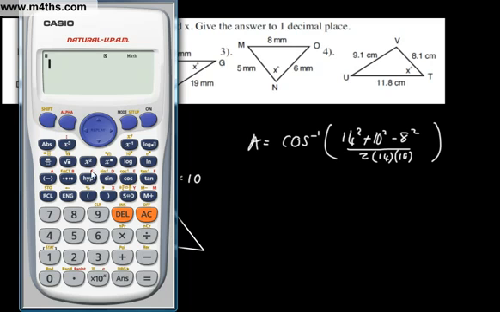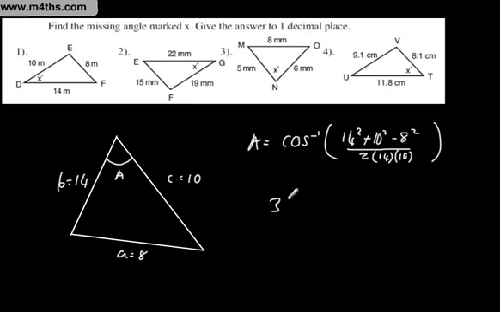So, shift cos to the negative 1 of 14 squared plus 10 squared minus 8 squared all over 2BC, which is 2 times 14 times 10. And the way you put this in a calculator is entirely up to you, as long as it holds true. And that will give me the angle. The angle is 34 degrees, correct to one decimal place. So 34.0 degrees. And that is that angle right there.